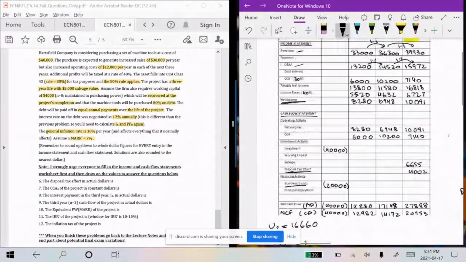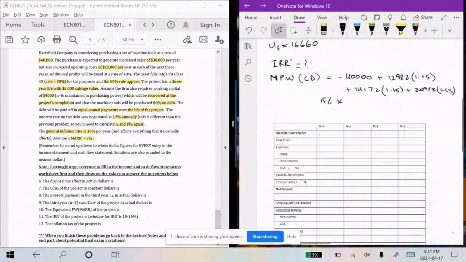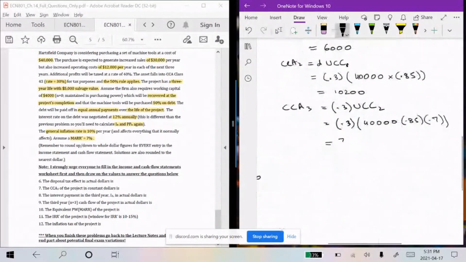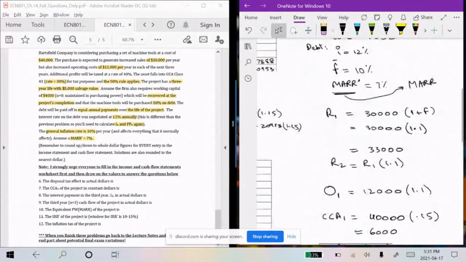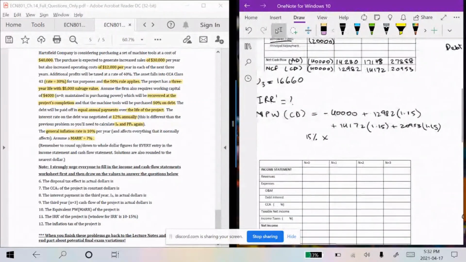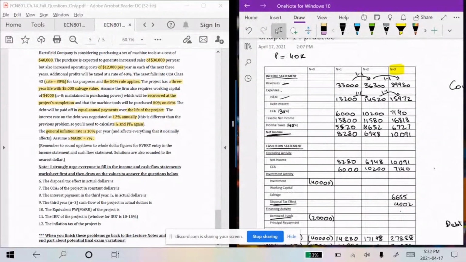No, 7,140. Okay, that's right. 7,140. This way you fill up the CCA. Does anyone have any doubts this far? We've done this much of the table till now.